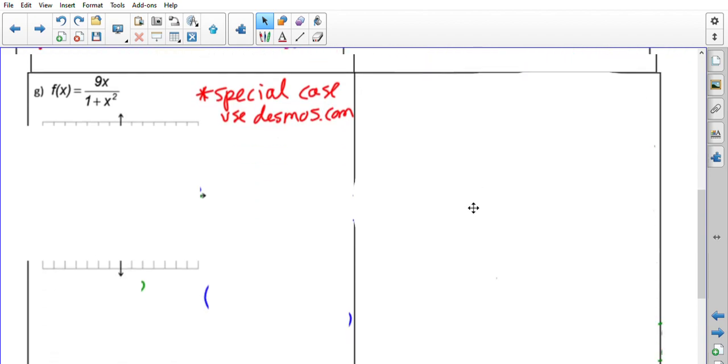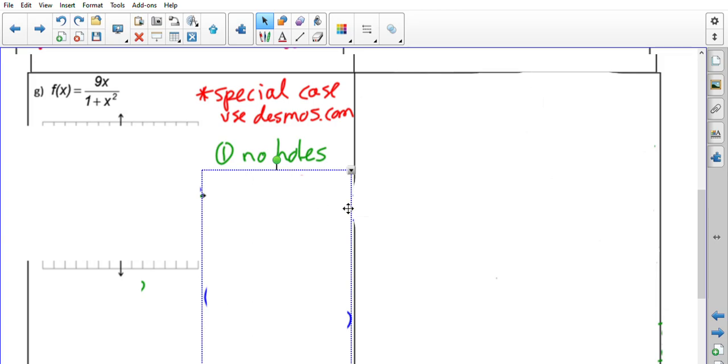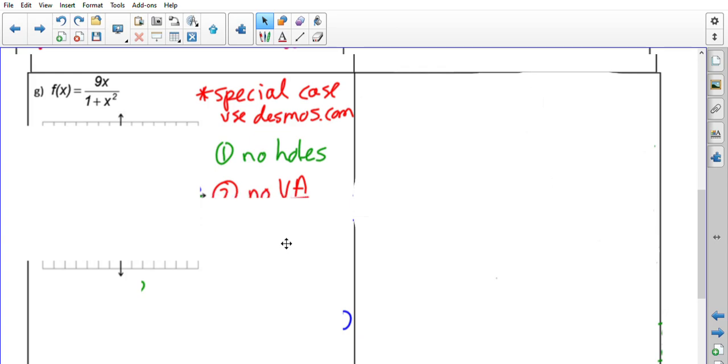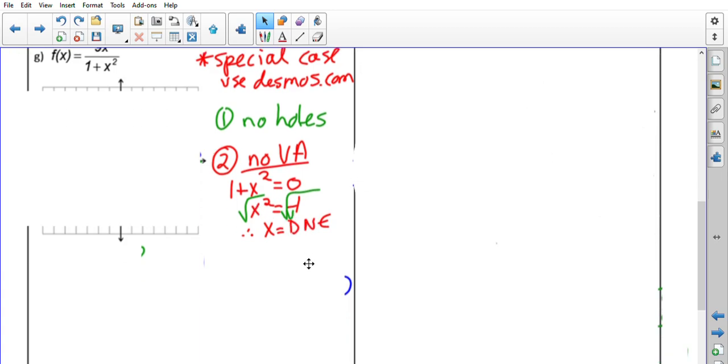All right, and our last question, another special case is this one, 9x over 1 plus x squared. So in this case here, like I said, I would expect you to use Desmos to verify. I can see it's fully factored, no common factors, so no holes. There are no vertical asymptotes because 1 plus x squared, when you set it equal to 0 and solve for x, gets you to that similar situation where you can't square root a negative. So there are no VAs.